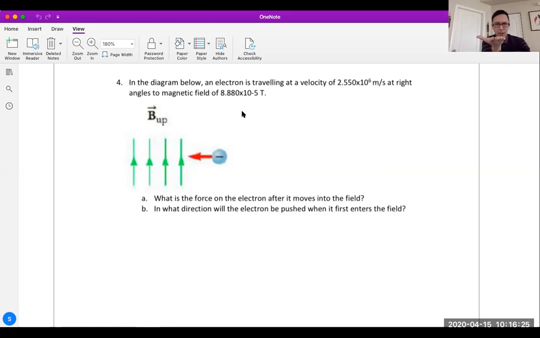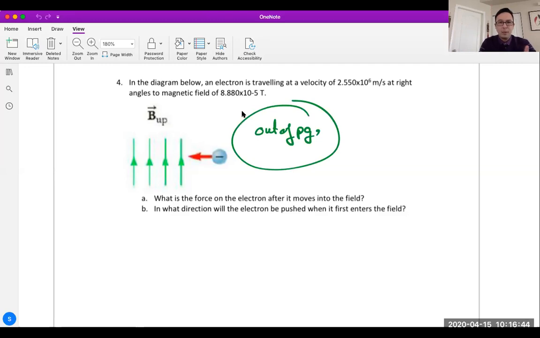So notice my thumb points the opposite way of the red arrow, which indicates the direction of the electron. And my palm is facing upwards. So the direction is out of page. Okay, that's part B. What direction will the electron be pushed when it first enters the field? Out of the page. Part A, we have an equation.